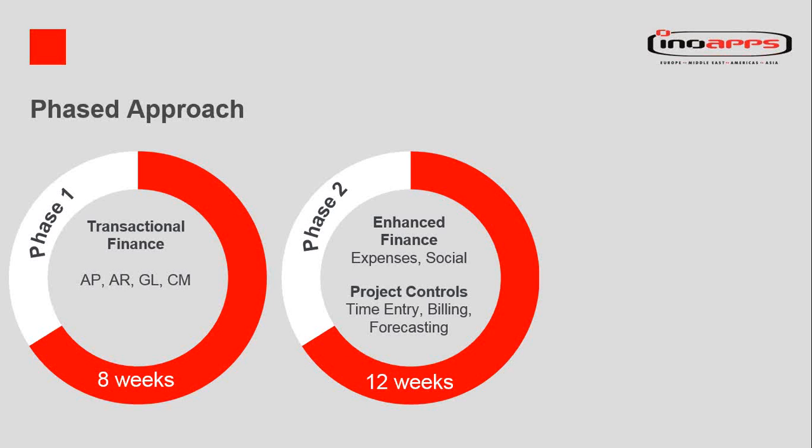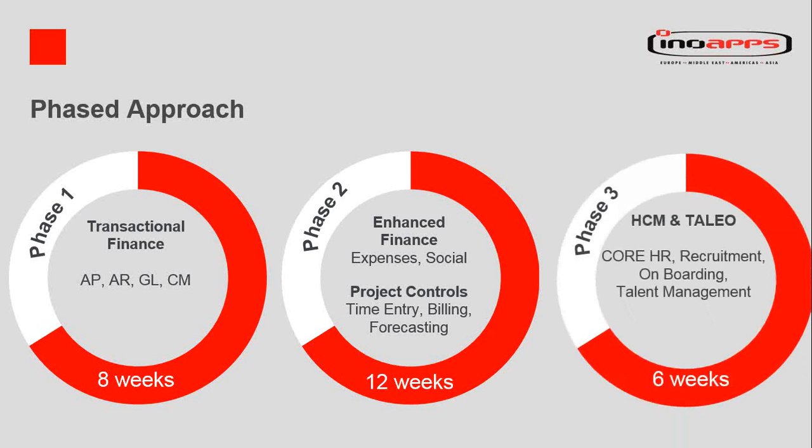Phase 2 looked at the more complex areas, so looked at project controls, time entry, billing, forecasting, and also looked at some of the enhanced finance areas, so things like expenses, so expenses on your iPhone, and also looked at the social side of how you embed social into some of the transaction processing that goes on, and speed up the process of issue resolution and sharing of information. And that took us about 12 weeks. It was, as I said, more complex.